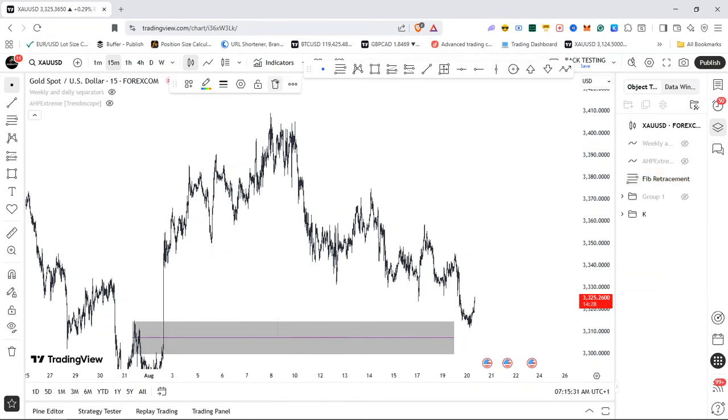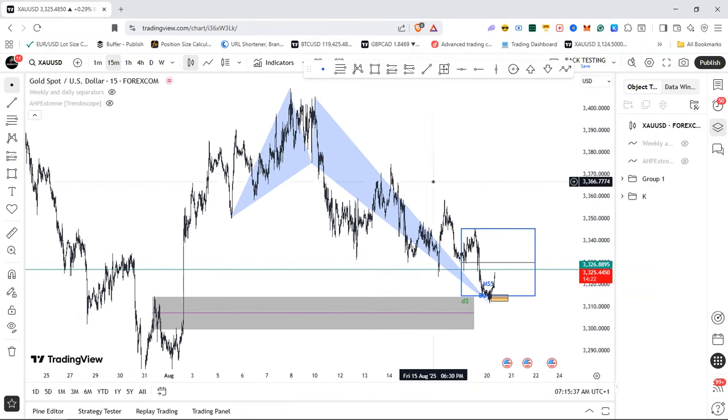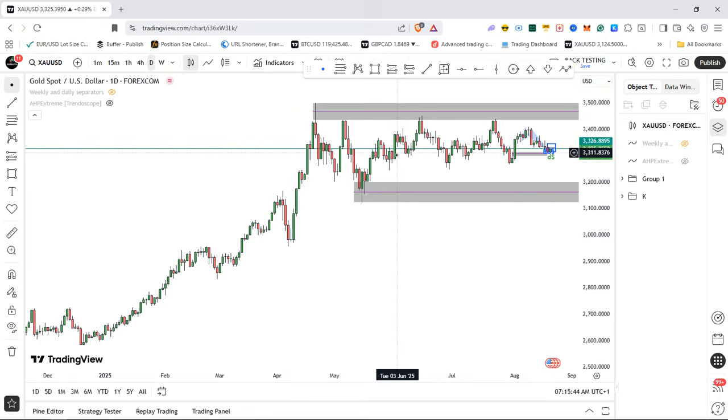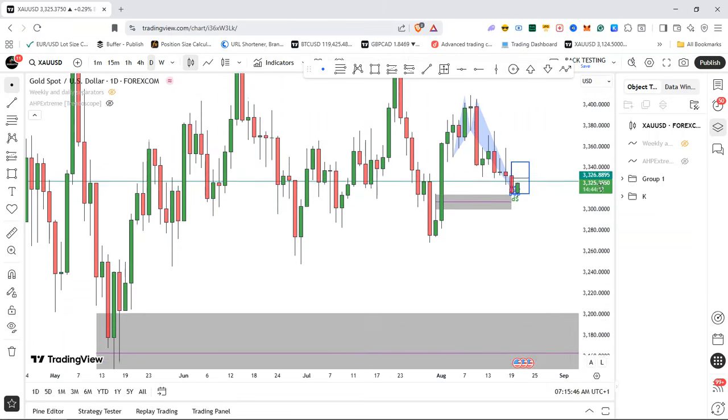The second thing now is to look at key level, liquidity, and market structure shift. That's the next thing. So this is the crab pattern. Then on the higher time frame, we'll start to look for key level, to see if that place is a valid key level.